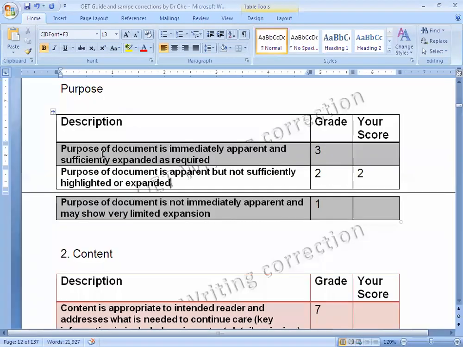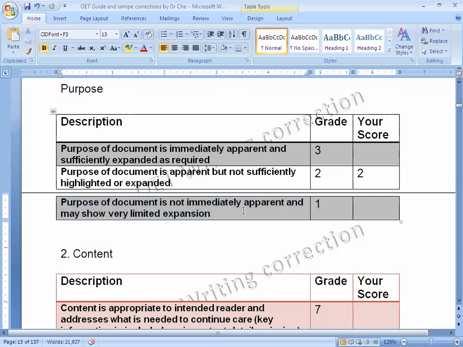So if your purpose is immediately apparent to the reader and is sufficiently expanded, it means the things that you need to cover are covered in your letter. If the purpose of the document is apparent, but it is not sufficiently highlighted or expanded, you can slip a little bit, still you will get B. So if you get 2 or 3, it is possible that you will get a B grade. But if you get A, 1 or 1 plus in your purpose, you will not get a B grade. So purpose is very, very important.